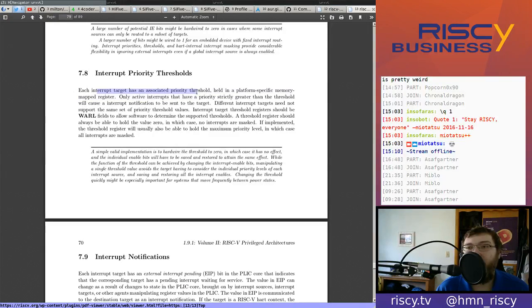Each interrupt target has an associated priority threshold, held in a platform-specific memory-mapped register. Only active interrupts that have a priority strictly greater than the threshold will cause an interrupt notification to be sent to the target. Different interrupt targets need not support the same set of priority threshold values. Interrupt target threshold registers should be WARL fields to allow software to determine the supported thresholds. A threshold register should always be able to hold the value 0, in which case no interrupts are masked. If implemented, the threshold register will usually also be able to hold the maximum priority level, in which case all interrupts are masked.